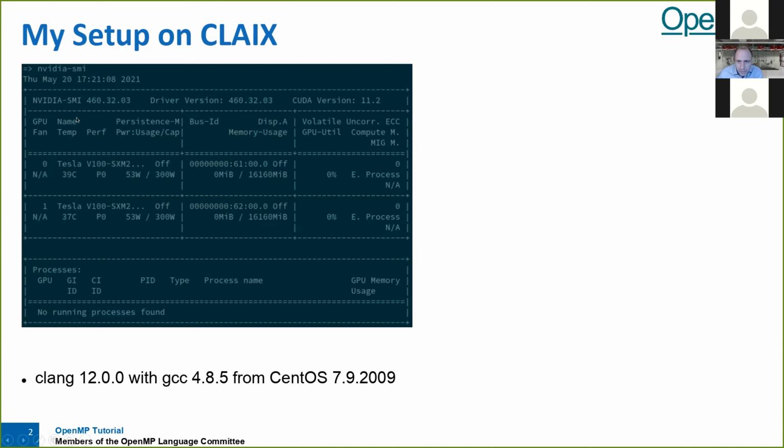So I'm using the Tesla V100. This is a Volta architecture. It's a system with SXM. So that means the two GPUs in the system are connected via the NVLink interconnect. The host system I'm running is CentOS 7.9, which is Red Hat Enterprise compatible, and I'm using Clang 12, which then makes use of the standard library that comes from the GCC 4.8 series, which is a default compiler on the CentOS or Red Hat Enterprise 7 series.